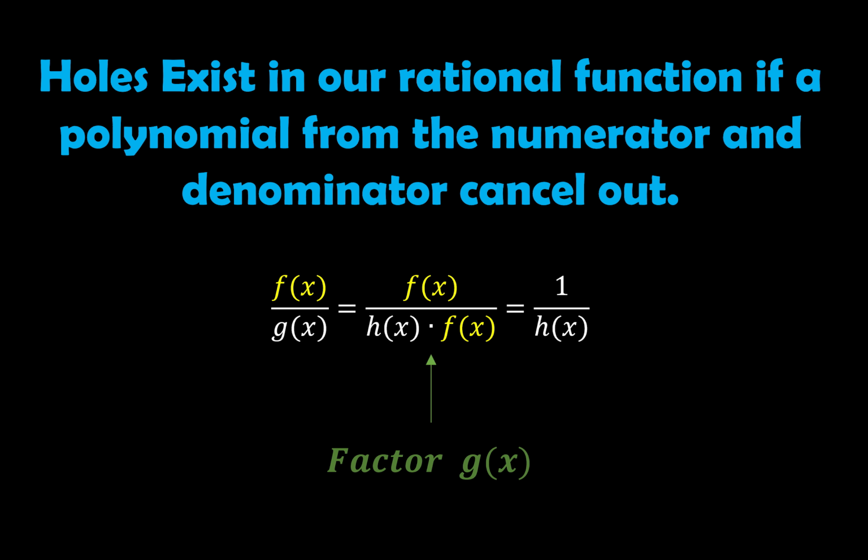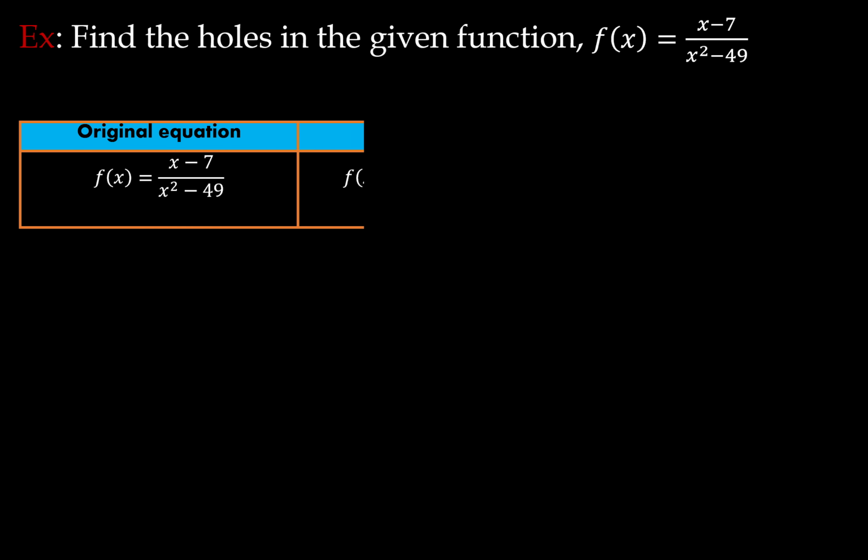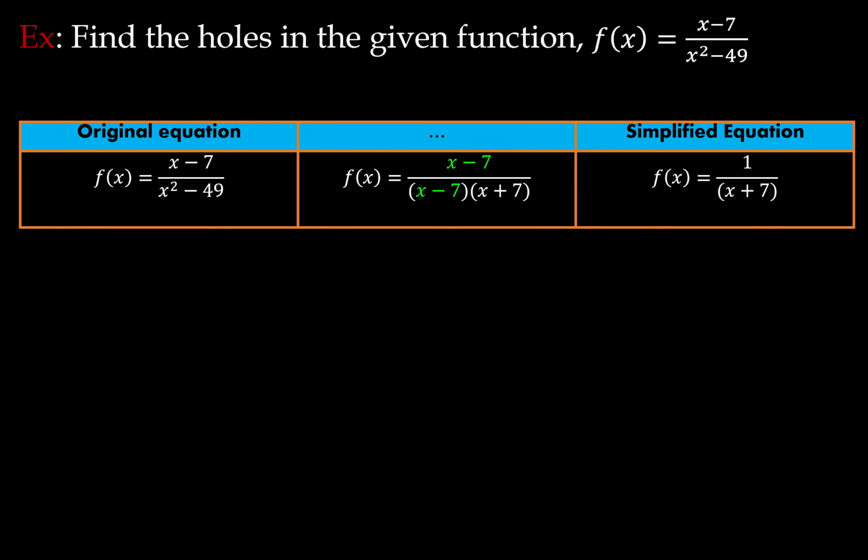For there to be a hole in a rational function, there must be some cancellation of a polynomial from the numerator and denominator. Here we have a rational function that has a denominator that is a difference of squares. This means that we can factor it nicely. Since we have x minus 7 in the numerator and denominator, we can cancel it out.